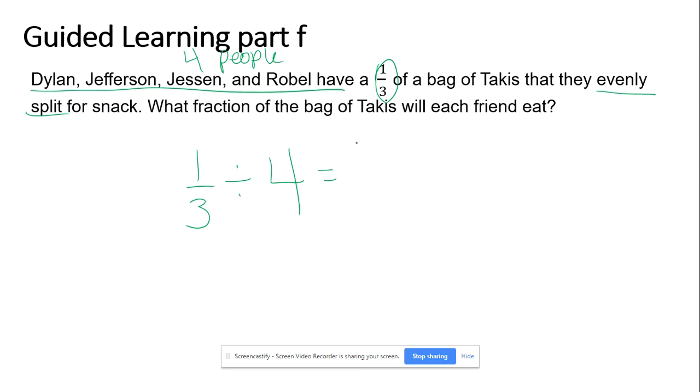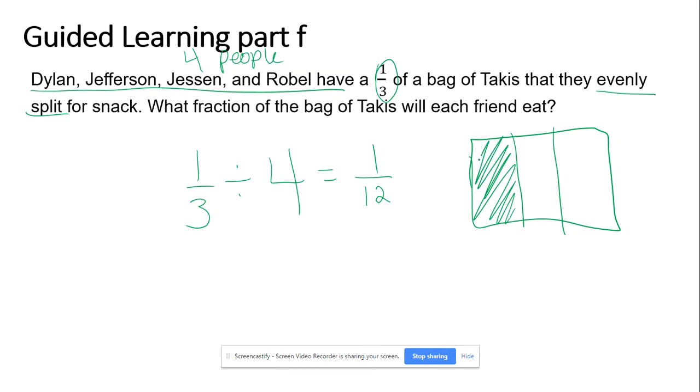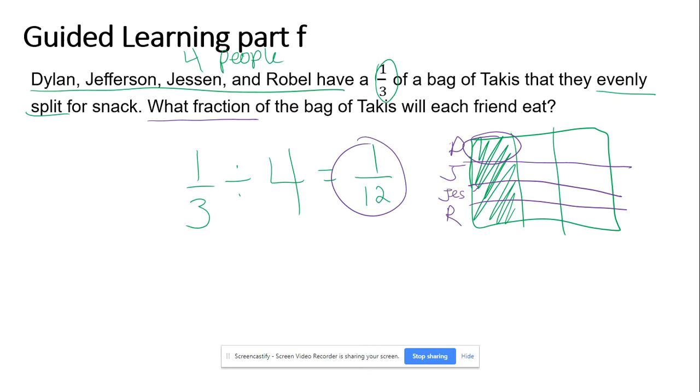Our trick tells us that 3 times 4 should be 12, and our numerator is 1, so it's going to stay the same. Let's draw a picture to make sure we're right. We're starting with 1/3, so we're going to start by shading in 1/3 of our rectangle, and we're splitting this between 4 people, 1 for Dylan, 1 for Jefferson, 1 for Justin, and 1 for Robel. That means each person is getting 1 out of 12 pieces. So the fraction that each person is going to receive is 1/12 of the entire bag of Takis.